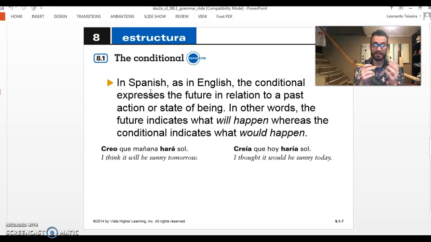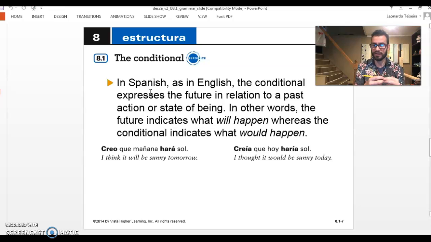So I cannot say "creía que hoy hace sol." Even in English, that wouldn't sound very nice, no? I thought that today is sunny, right? It sounds weird. And definitely not future tense.